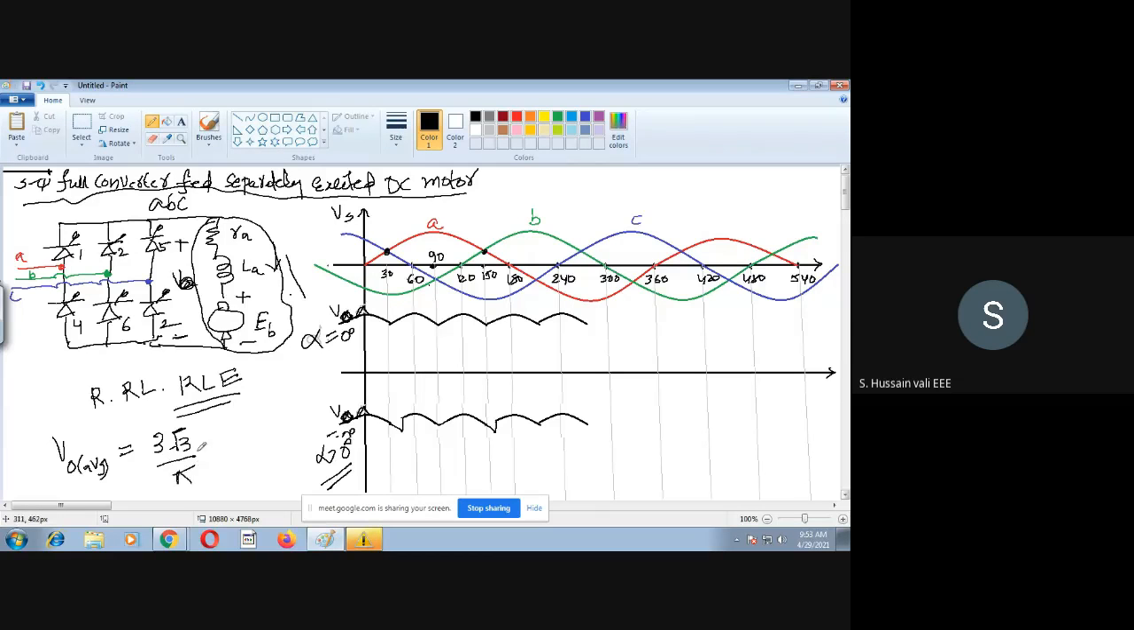3 root 3 by pi Vm cos alpha. This is the output voltage expression you will get for this full converter. Now go through this for some more angles, for alpha greater than 0. Take the time period and find the average value. You must get this answer. If you get some other answer, we'll cross-check that also. No problem.